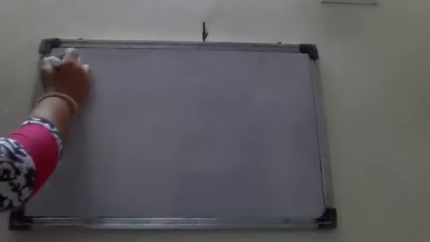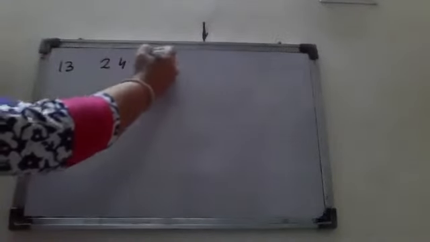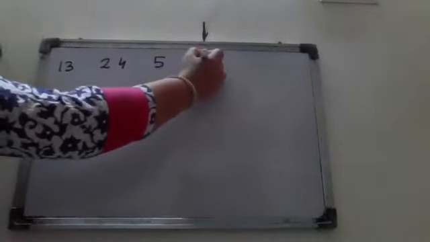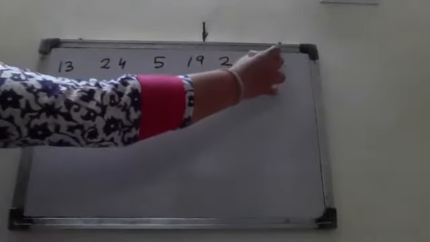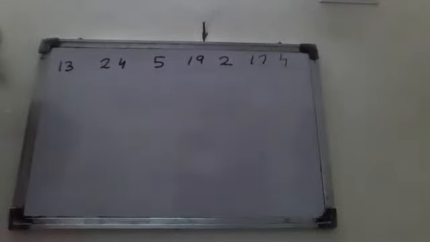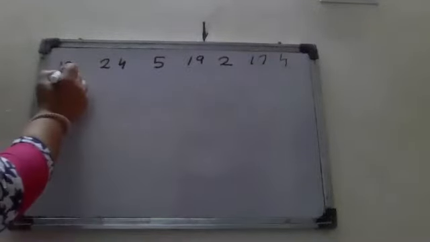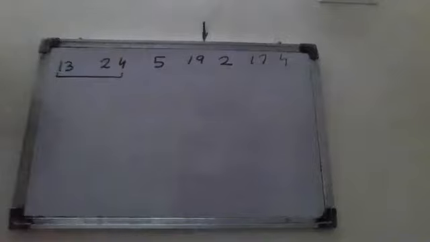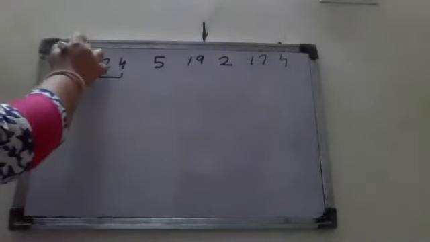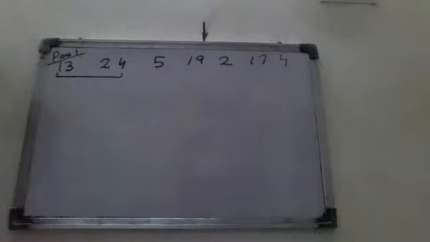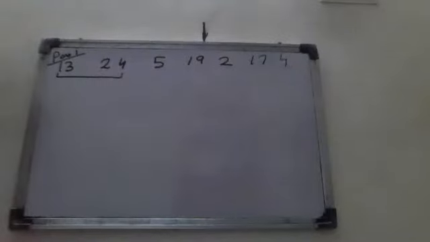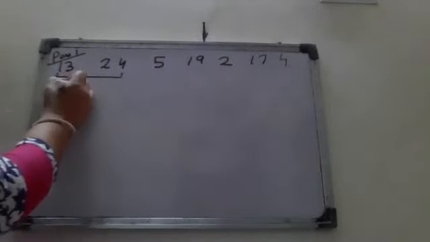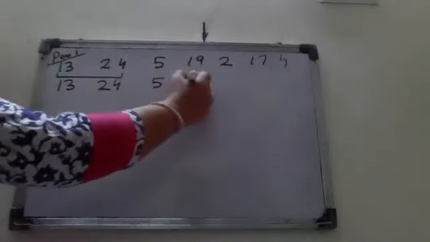So I'm just taking the numbers for doing bubble sort, that is 13, 24, 5, 19, 2, 17 and 4. So these are the numbers for bubble sort. How can we start with the bubble sort? Firstly, we have to compare the first two numbers. So very first, there is pass 1. In pass 1, we have different iterations. So very firstly, we will compare these two numbers. Which one is smaller comes in front.